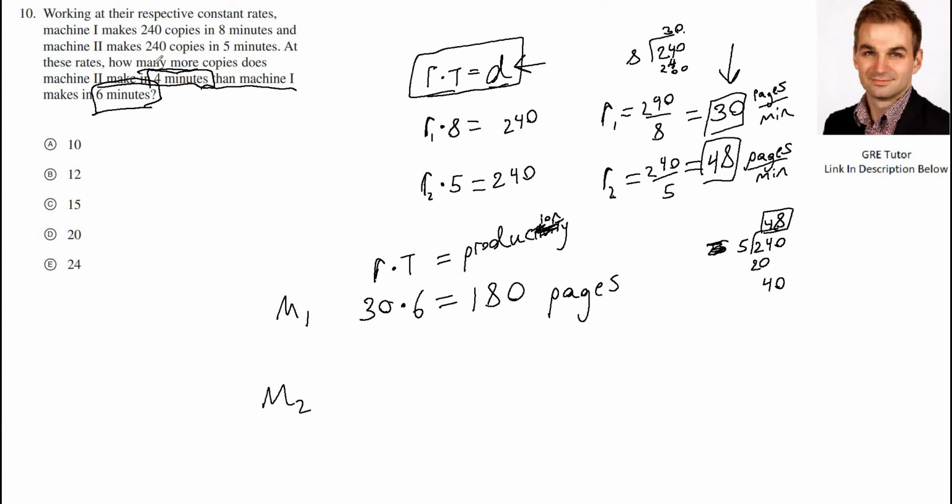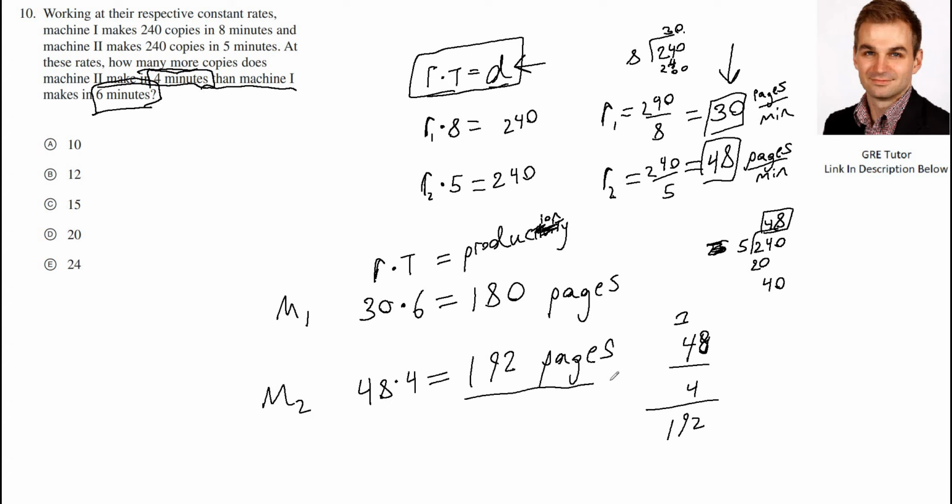Machine 2, working for 4 minutes, which they gave us, at a rate of 48 pages per minute. So the rate is 48 pages, number of minutes is 4 minutes, and that equals 48 multiplied by 4. 4 times 8 is 32. 4 times 4 is 16, 17, 18, 19. 192. 192 pages. Alright, so machine 2 can make 192 pages in 4 minutes.